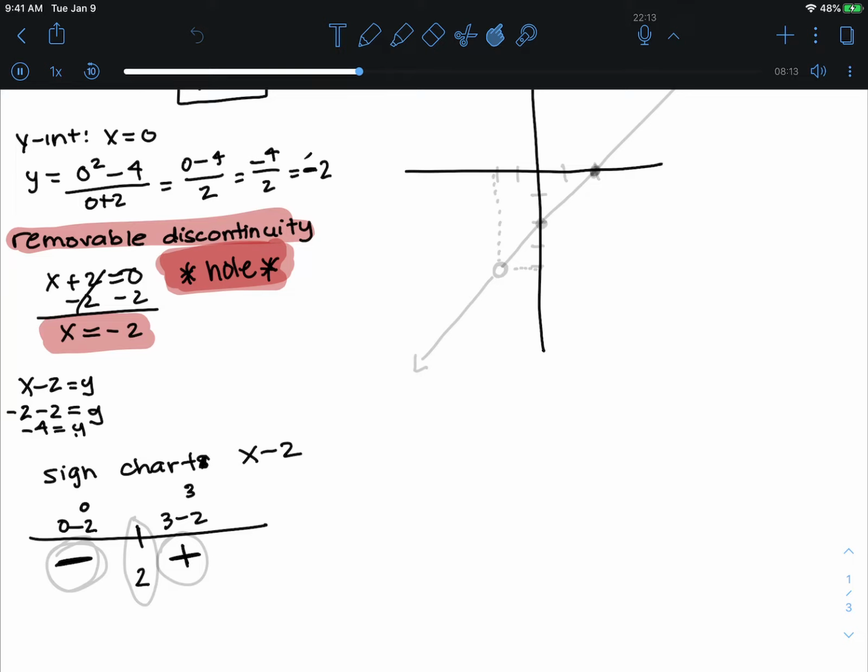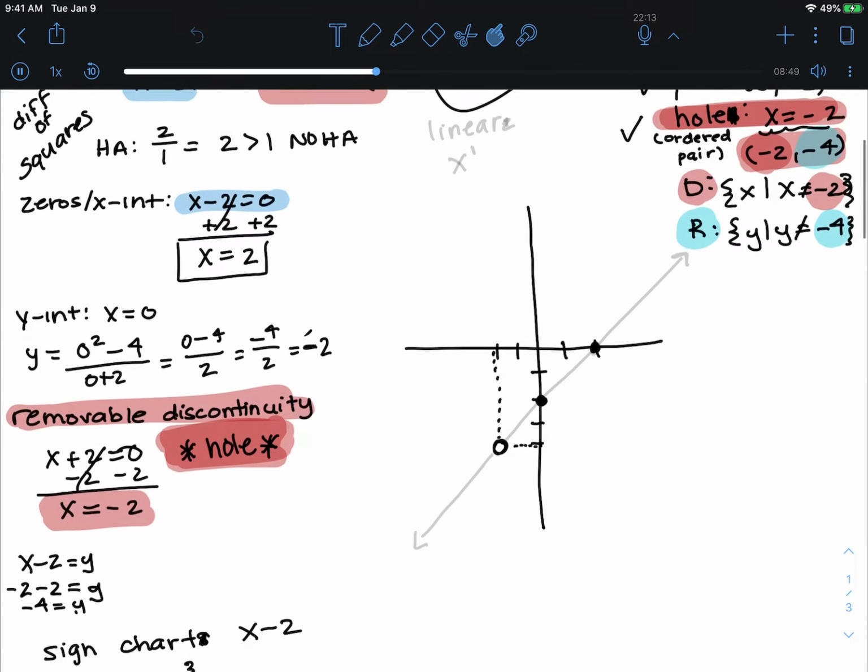Okay, so now let's go ahead and use all of this. My zero is going to be at 2, comma 0. My y-intercept is at 0, comma negative 2. And then I'm going to have a hole at negative 2, comma negative 4. So that right there is my hole. Okay, so I already did this, and I did this.